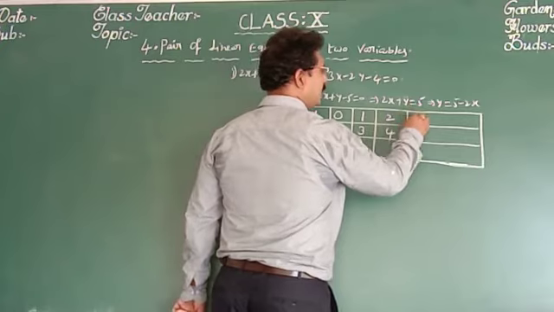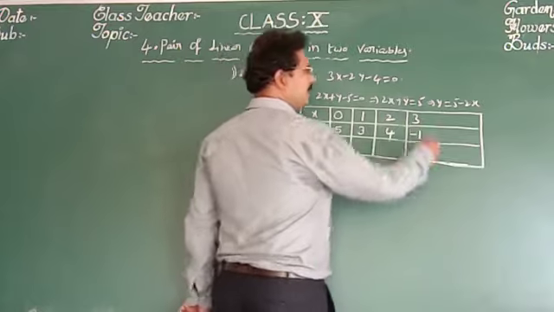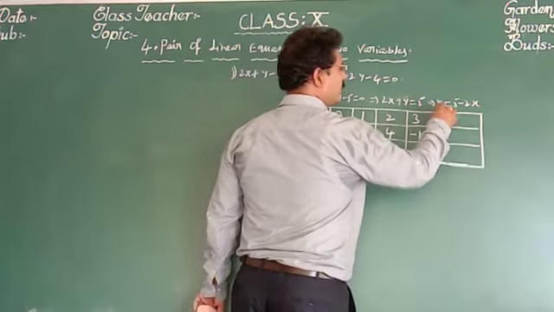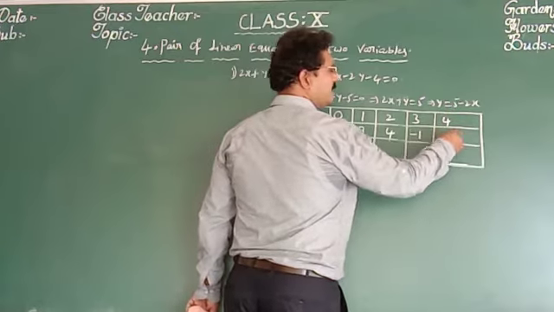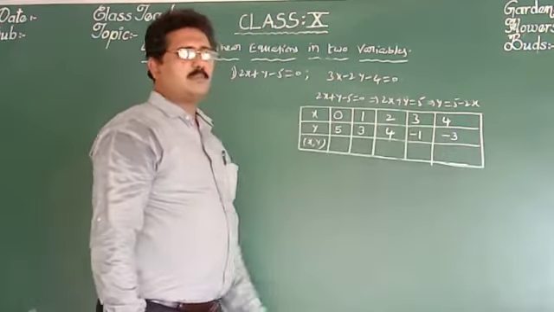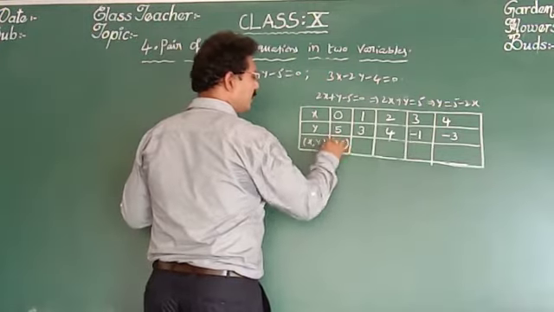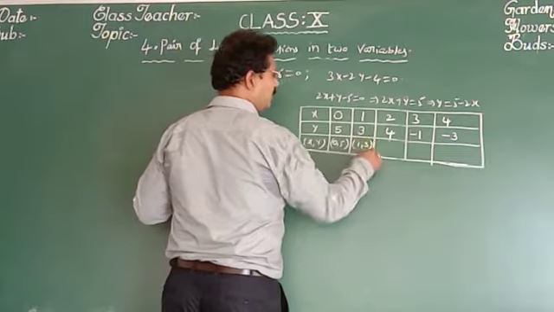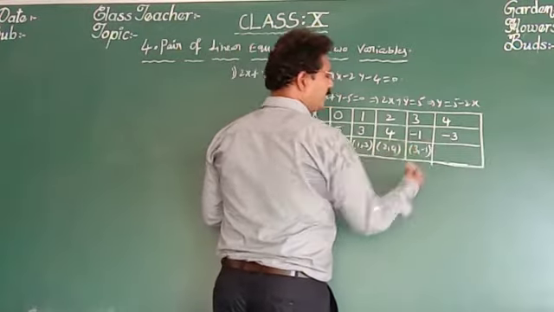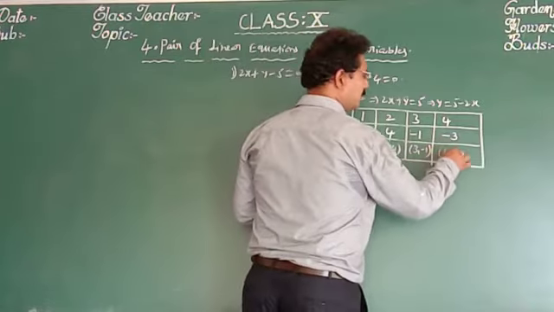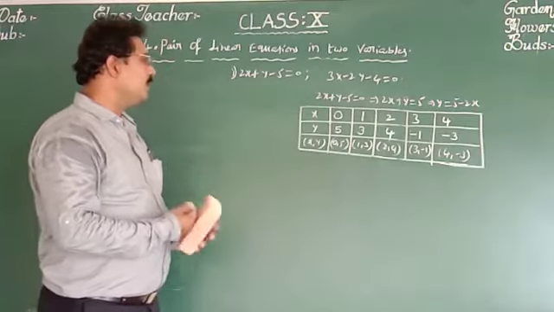X is equal to 3. Y is equal to 5 minus 2 3s are 6. That is minus 1. X is equal to 4. Y is equal to 5 minus 2 4s are 8. 5 minus 8 is minus 3. Now what are the points? 0, 5; 1, 3; 2, 1; 3, minus 1; 4, minus 3. This is table 1.